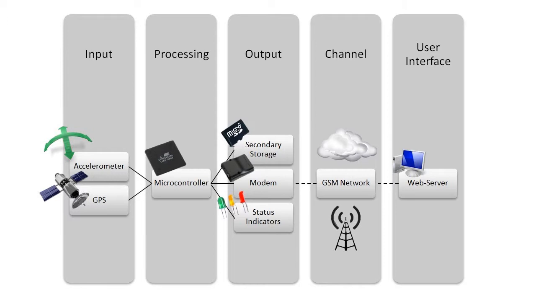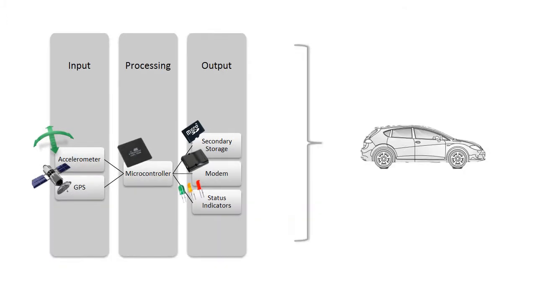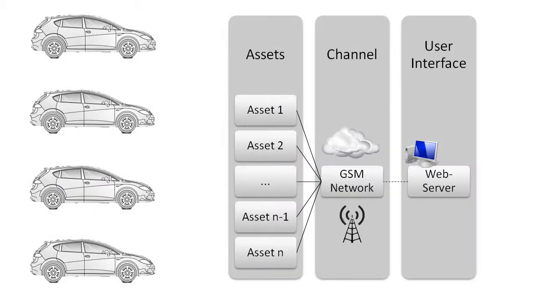The microcontroller periodically stores relevant data on a mass storage device, which acts as a black box. Information is also sent through a GPRS modem, through GSM networks and stored on a database on a web server. The device also has multiple LEDs to indicate GPS, modem and secondary storage status. When a device is installed into a vehicle, in terms of this project, it is called an asset. Multiple assets, or a fleet, report and can be monitored from a single web interface.